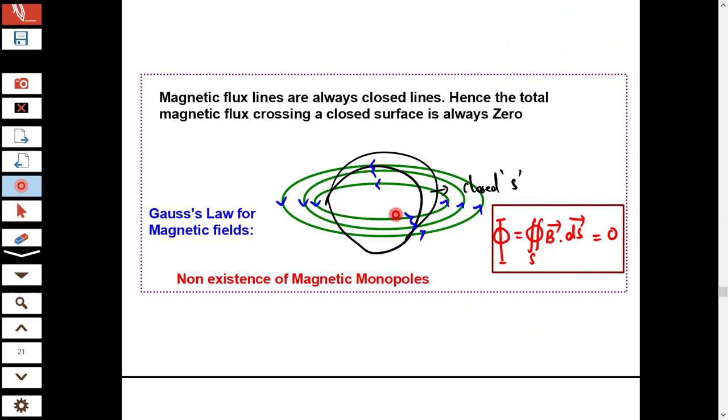This also proves that there are no magnetic monopoles existing in reality. So in that case, if we consider a closed surface, the number of magnetic flux lines leaving the closed surface and the number of magnetic flux lines entering the closed surface are equal, and thereby the total flux crossing any closed surface will be equal to zero. This can be written as Gauss law for magnetic fields.